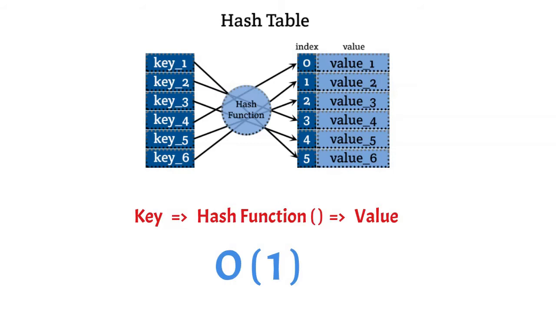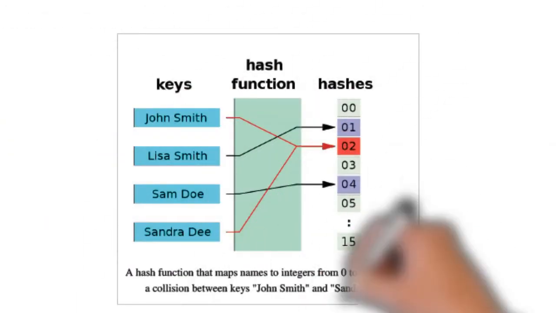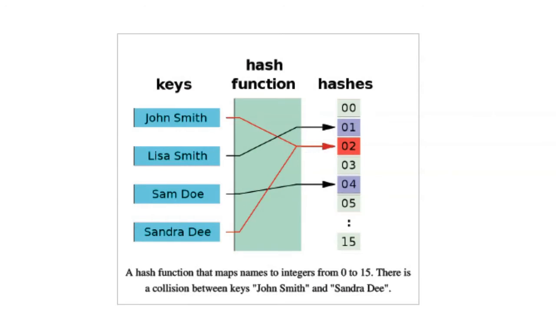A hash function is not a magical function. Sometimes we could end up with 2 keys mapping to the same hash value. For example, in the above example, John Smith and Sandra D are mapped to hash value 152. This condition in a hash table is called collision. Collision is definitely bad. It should be avoided with proper hash function implementation.